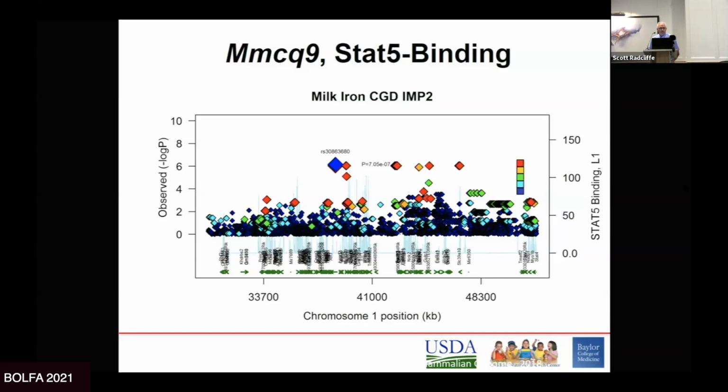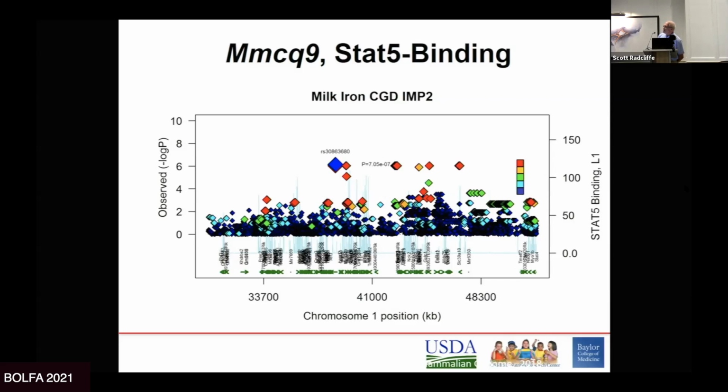So what this graph shows is each symbol is a SNP that's an association. The left y-axis shows the negative log of the p-value, so the higher it is, the more significant it is. Along the x is the location on the chromosome. And then on the y, what we have is STAT binding regions.